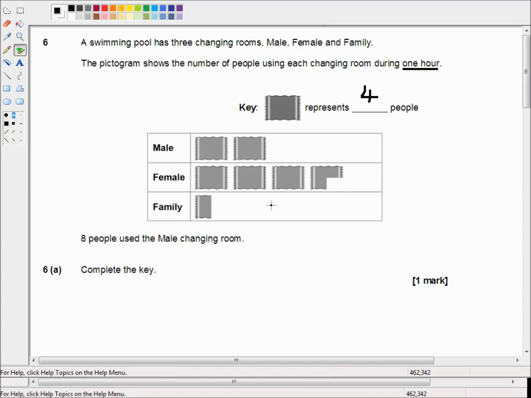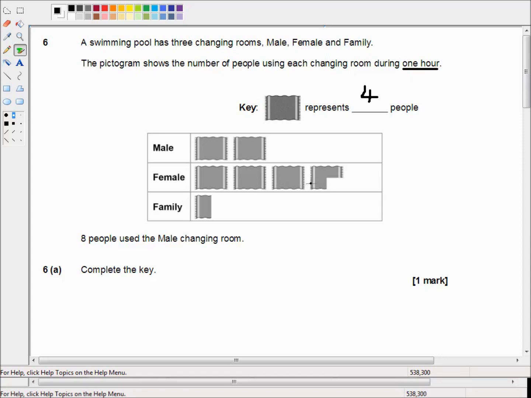Now, according to the examiner's report, and I really don't know why, but a lot of people who took this in June 2017 said that there was a problem because there was too many females, or the results were heavily biased towards females, and that's actually got absolutely nothing to do with it. Maybe just more women than men use the swimming pool. There's nothing wrong with that. That's got nothing to do with this question.